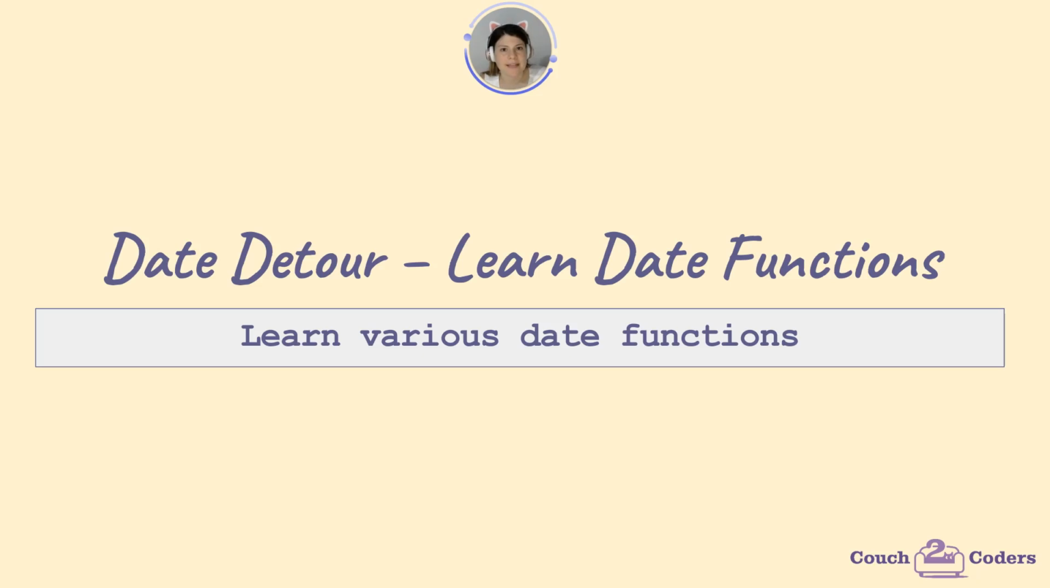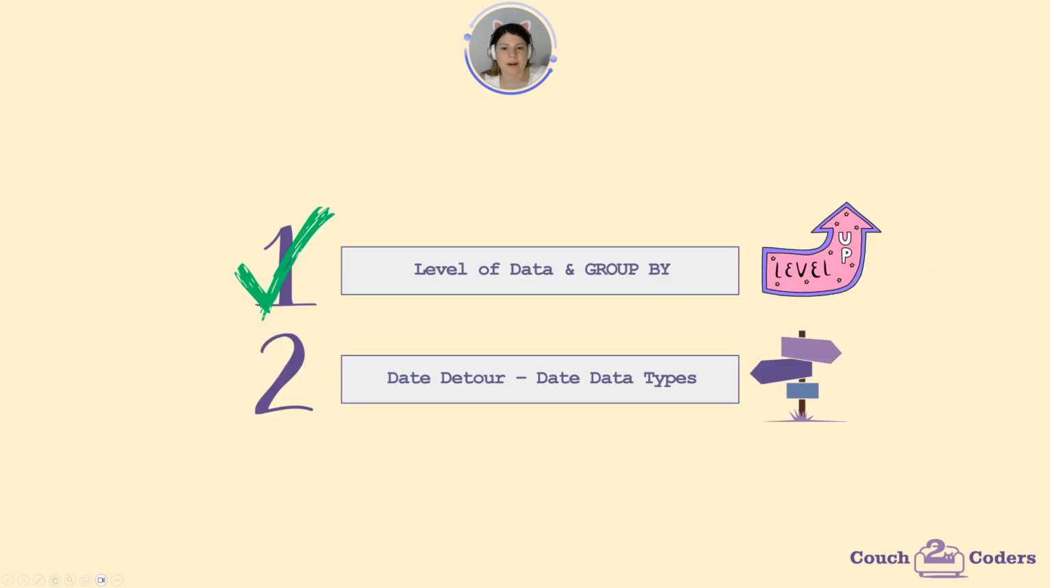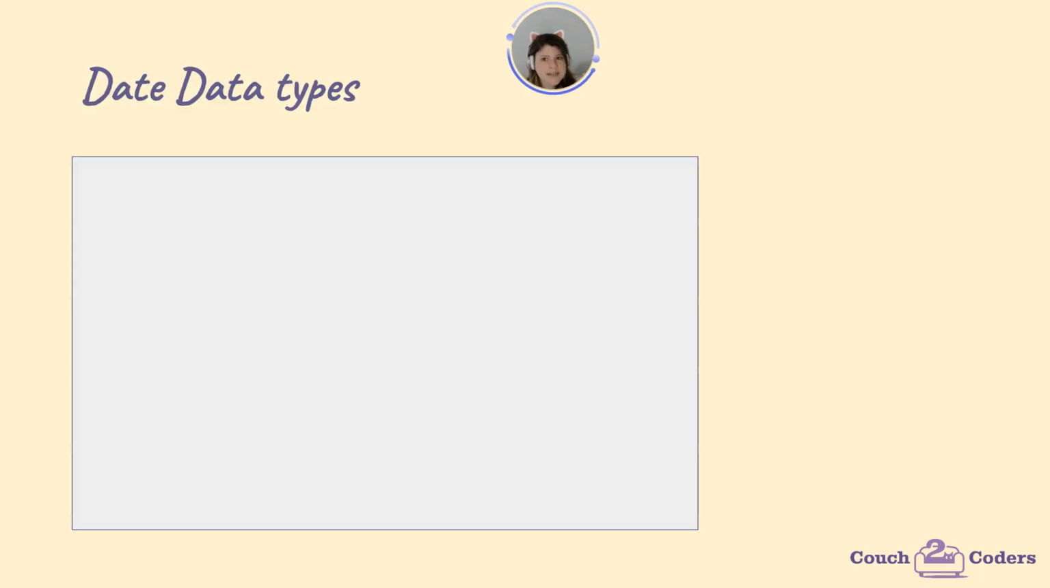Welcome back. In this lesson, we're going to take that slight detour that I spoke about earlier, and we're going to learn about date functions in BigQuery and how to work with them. Keeping track of where we are in our outline, we've already completed part 1, the first half of this module, leveling our data and group by. And in this lesson, we're going to cover the different date types that BigQuery has and how to work with them. Let's get started. Date data types.